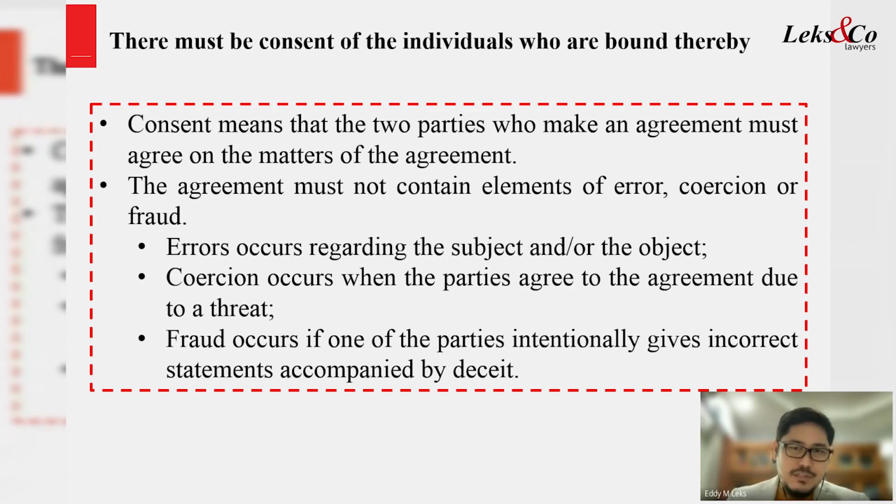So consent means that the two parties who make an agreement must agree on the matters of the agreement. Okay? The last item that I talked about is fraud. Fraud can be considered criminal, right? There is a criminal provision for fraud, and also in the formation of contract. There can be fraud if there is a defective will. So fraud can be seen in the civil perspective based on the agreement, but can be seen also in the criminal perspective. Both can happen, actually.